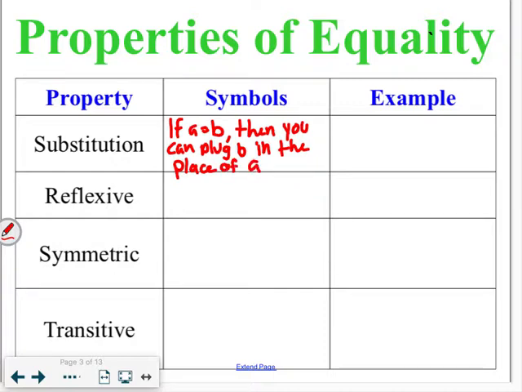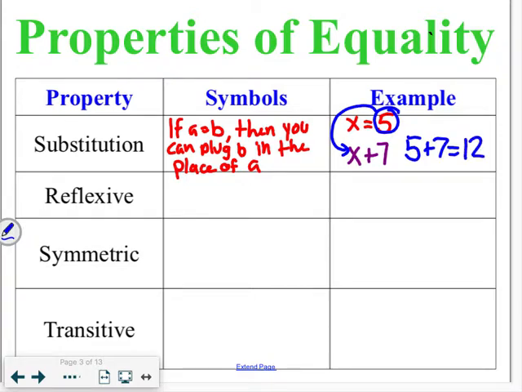of the first number. So for example, a lot of what we have in algebra is going to focus on variables. So if they tell us, for example, x is equal to 5, and you have the expression x plus 7, you can take the 5 and replace the x to get 5 plus 7 for a total of 12. So you can replace equal things within expressions.